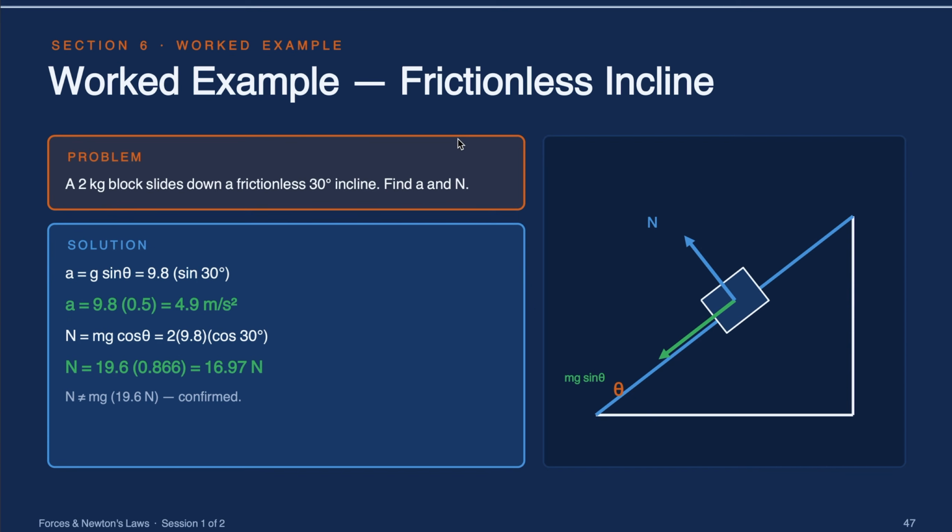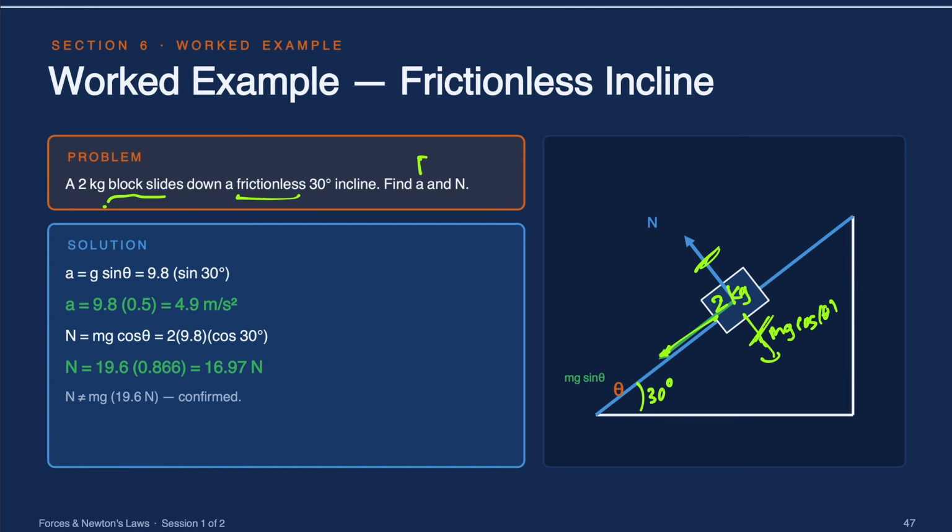A 2 kg block slides down a frictionless 30-degree incline. So the angle here would be 30 degrees and no friction, okay? Find a and N. So acceleration, there's no other force acting on it, right? Mg cosine theta and the normal force here are going to cancel out. So only mg sine theta is the net force, okay?